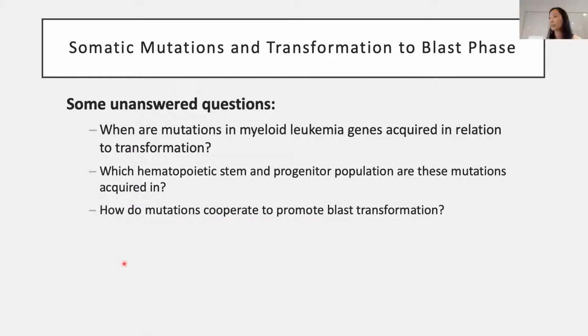So although there have been lots of studies looking at molecular mutations in MPNs and their transformation to blast phase, there are still unanswered questions. Certainly, when mutations in myeloid leukemia genes occur in relation to transformation is unknown. Which hematopoietic stem and progenitor population these mutations occur in is also unknown. And how all these different mutations cooperate together to promote blast transformation is also not well delineated. In my project, I aim to answer the first two questions, which look at when these genes are acquired in the process of transformation and in which stem and progenitor population.